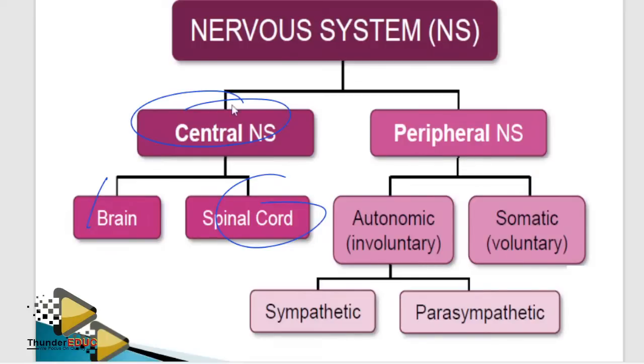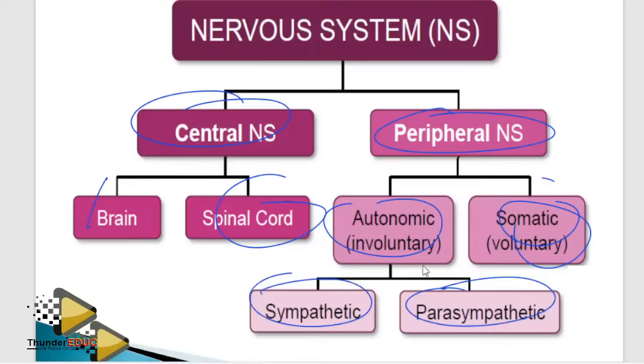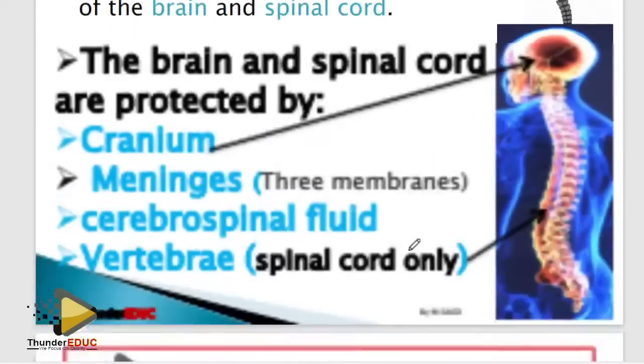So you have peripheral, which means sides. So you have autonomic nervous system and somatic. Autonomic nervous system, you have the sympathetic and the parasympathetic. Sympathetic prepares you for emergency. Parasympathetic brings the situation back to normal. Sympathetic works together with the adrenaline. So basically, that's what you need to know there.